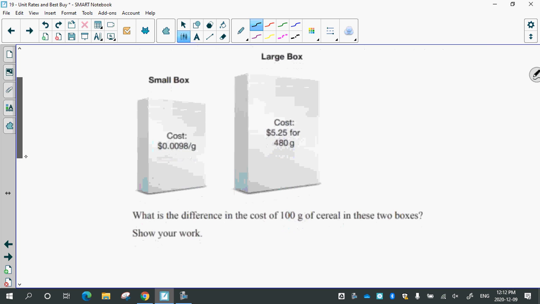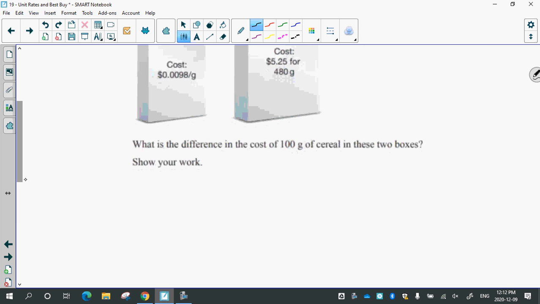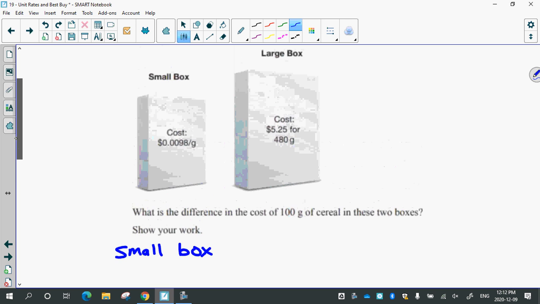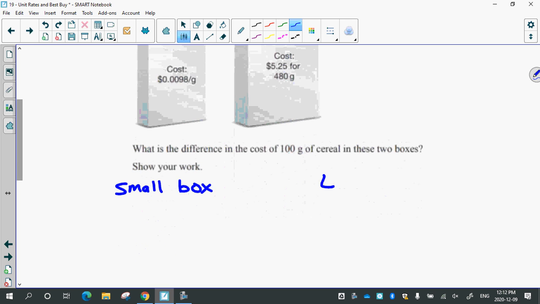Okay? What is the difference in the cost of 100 grams of cereal in these 2 boxes? So again, we're comparing different rates. So we're probably going to start off by doing the small box on one side and make a proportion. And on the other side, we're going to have the large box and make a proportion. And for both of them, we want to know how much it costs for 100 grams of cereal. Okay? They have different rates, but we want to know how much it costs for 100 grams of that cereal.